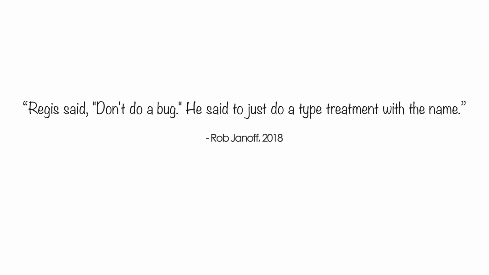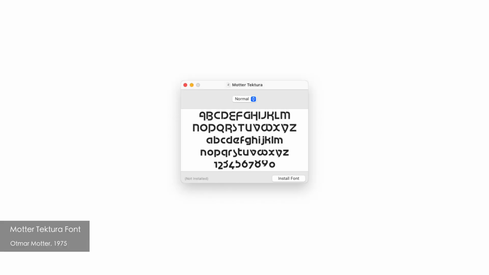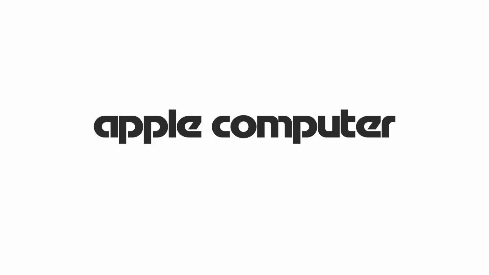Regis McKenna assigned the task to a young designer named Rob Janoff and told him to make it a type treatment with the name, a stylized version of the word Apple. So Rob chose a new font called Motter Tektura, and he used this font as the basis for a stylized Apple logo. But Rob wasn't satisfied with this simple type treatment.